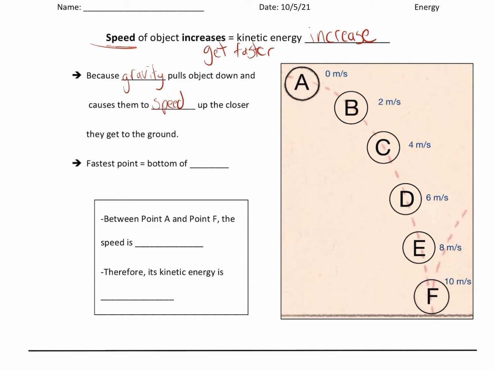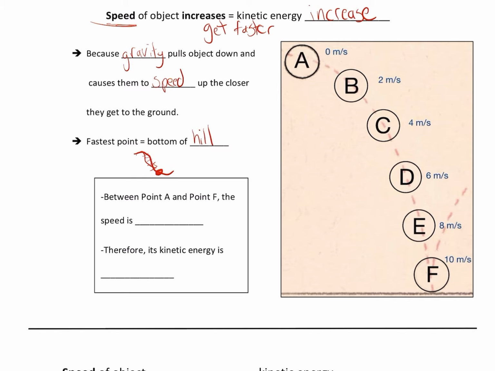So the fastest point something's going to be moving is at the bottom of a hill. Or think about when you're going down a slide, all right? You're going to be going fastest right here before you hit the ground. And as you go down, you're just going to be getting faster and faster and faster.